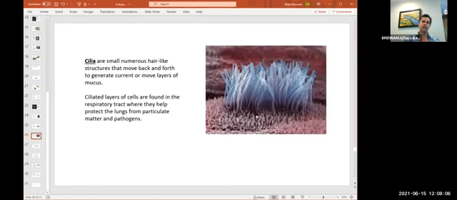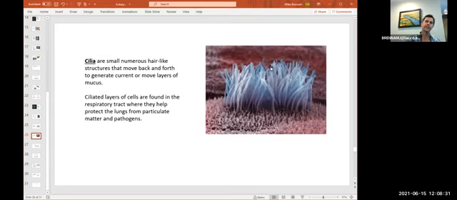Okay, so this is a SEM, scanning electron micrograph, of cilia. Cilia are one type of locomotor organelle powered by these basal bodies, and they just whip back and forth to generate movement. You'll find them on what we call ciliated epithelium in the upper respiratory tract.